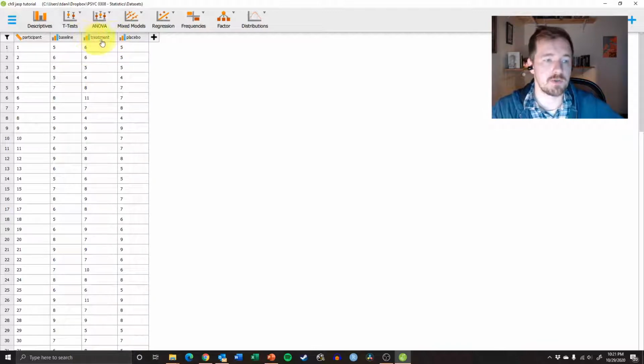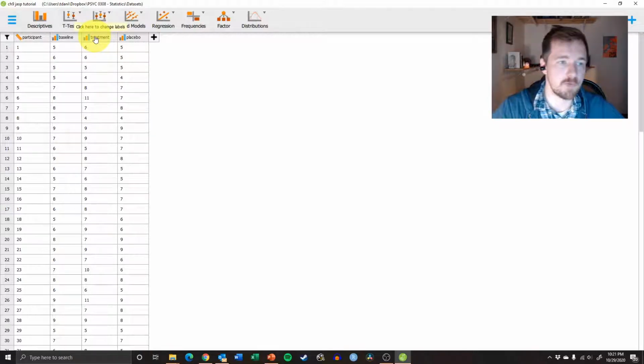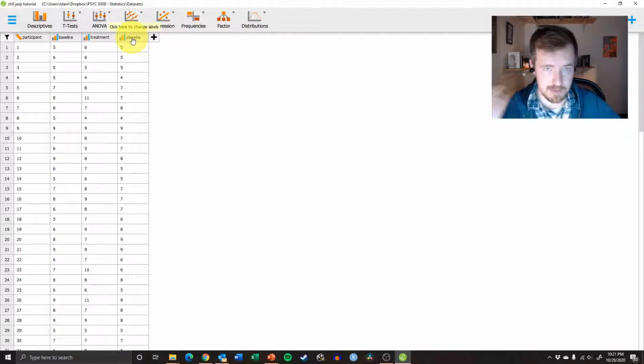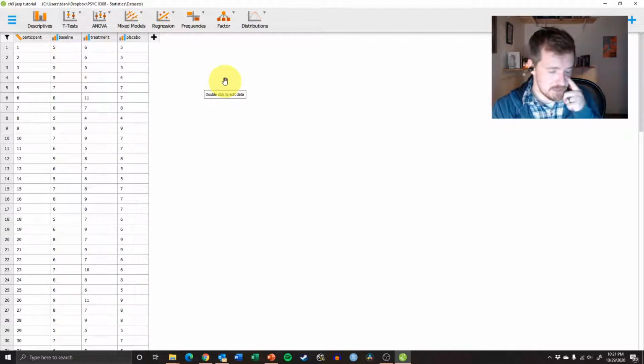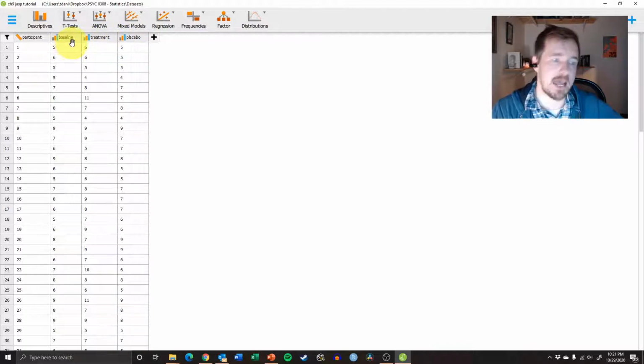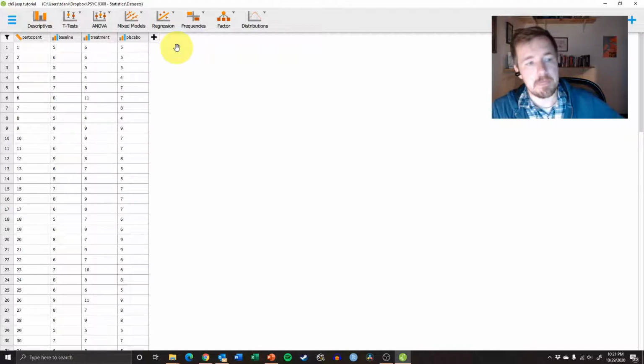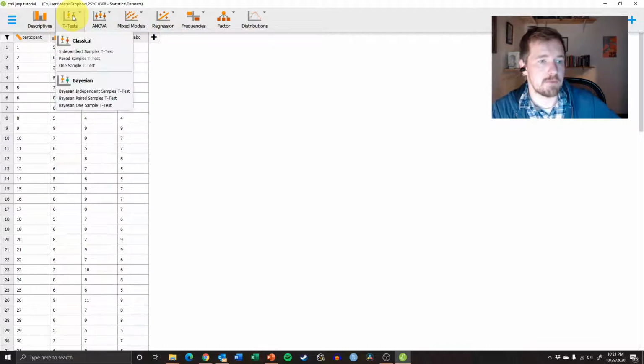And then we're going to give them a treatment. So we're going to give them some kind of miracle pill that is going to increase their memory, hopefully. And then we're also going to test them with a placebo that does not do anything. And then we're going to test their memory again. So if I'm doing a paired sample t-test, I'm going to be looking at before and after, right? So I'm going to be looking at whether or not treatment had an effect on baseline or whether or not placebo had an effect on baseline. So we can evaluate both of those things here.